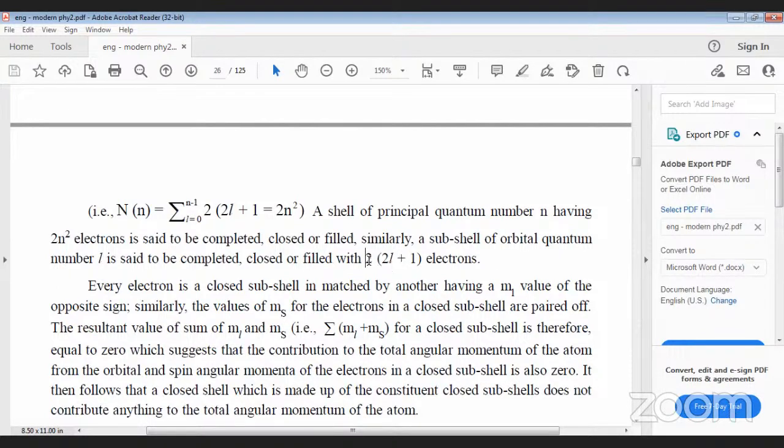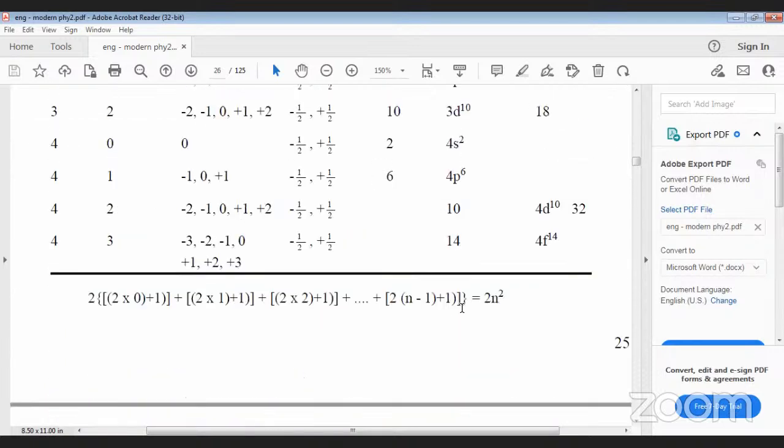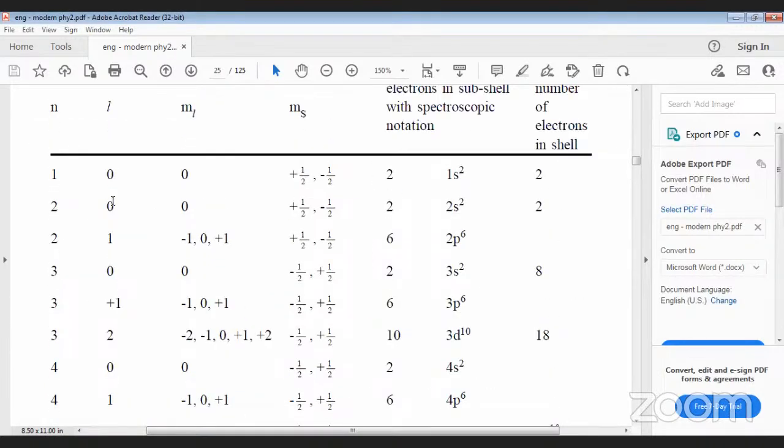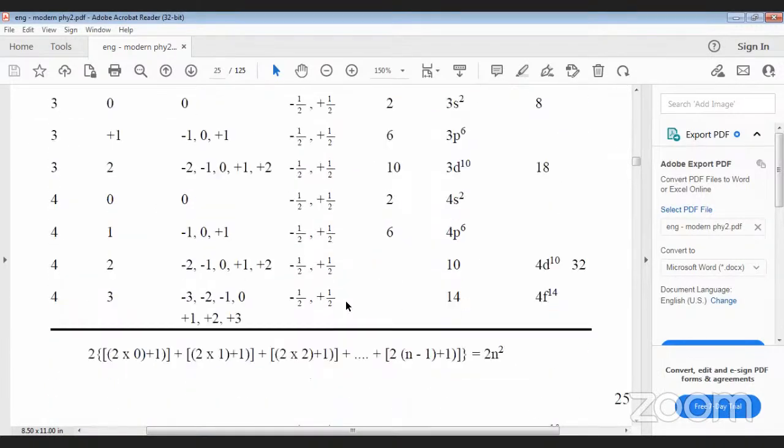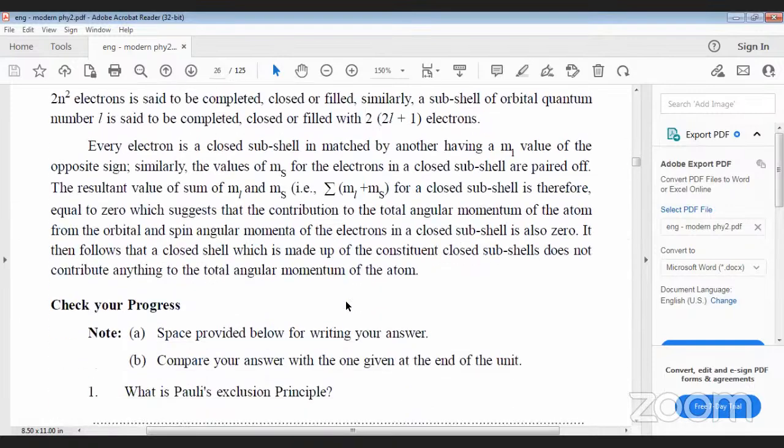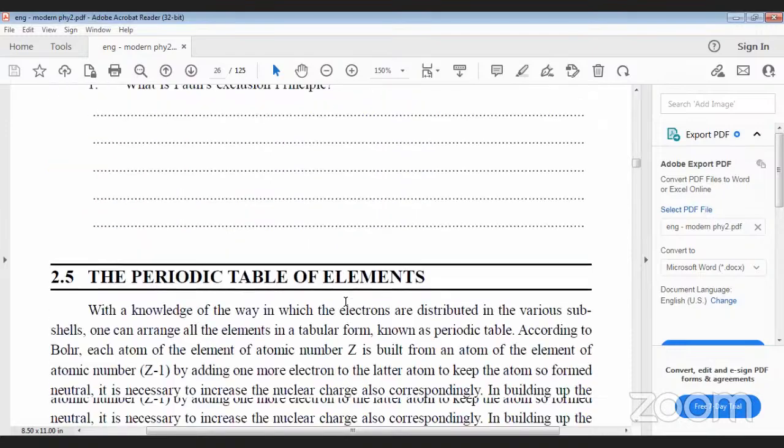For the orbital, the formula is 2 into (2l plus 1). Okay, 2 into (2l plus 1). See here. This is about Pauli's exclusion principle.